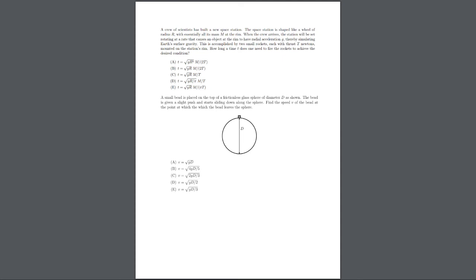Let's start then. A crew of scientists build a new space station shaped like a wheel of radius r with all the mass at the rim. When the crew arrives, the station will be set rotating so that the radial acceleration is g, simulating Earth's surface gravity. Two rockets, each with t newtons, are mounted on the station's rim. How long, a time t, does one need to fire the rockets to achieve the desired condition? Alright, let's start doing this then.